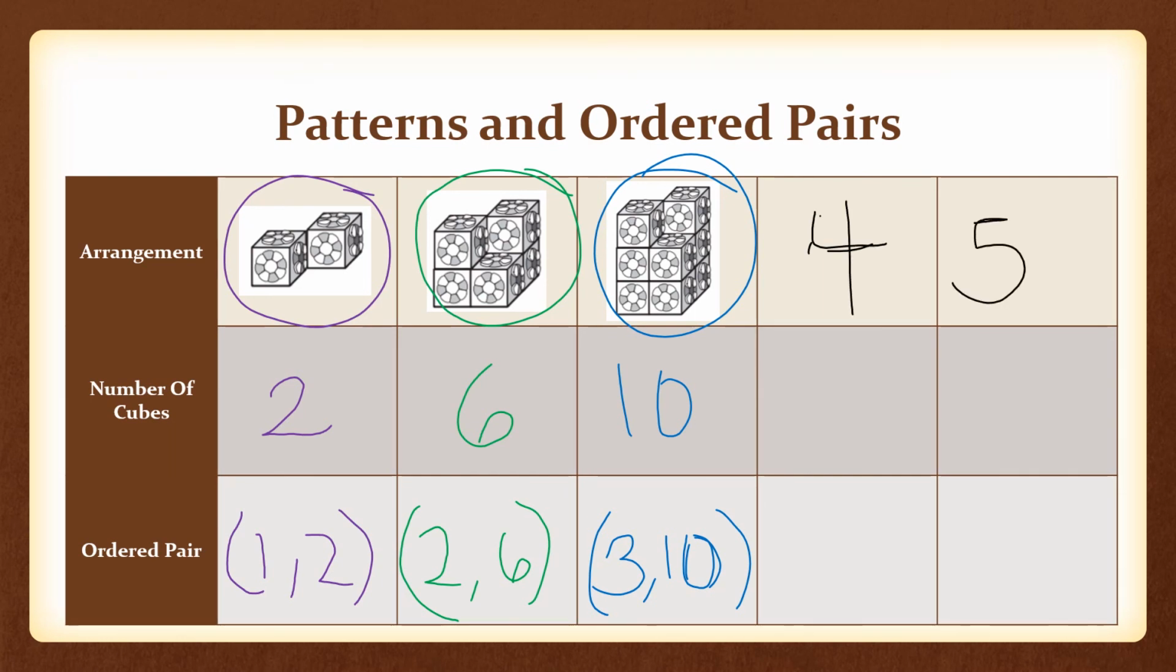Now you can start to see the similarities and the patterns. So arrangement number 1 had 2, arrangement number 2 had 6, arrangement number 3 had 10, which means arrangement number 4 would have 14 cubes, and arrangement number 5 would have 18. And we can write them as ordered pairs because this would be arrangement number 4, which had 14 cubes, and then arrangement number 5, which had 18 cubes.